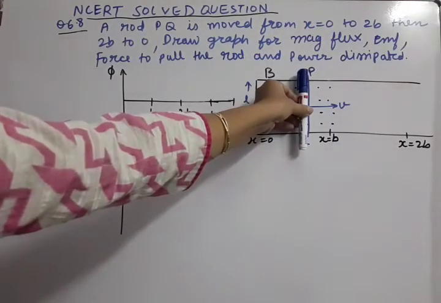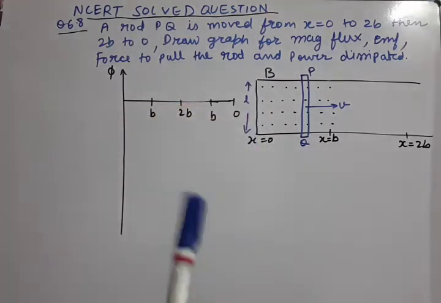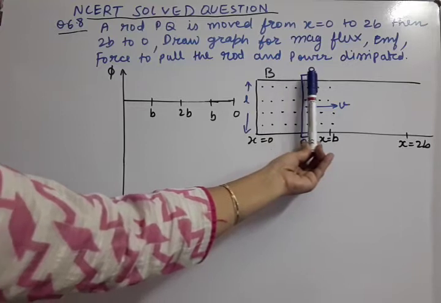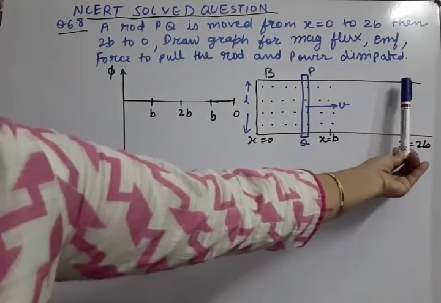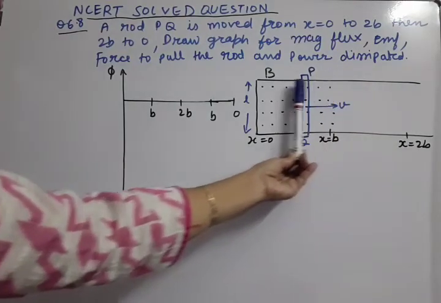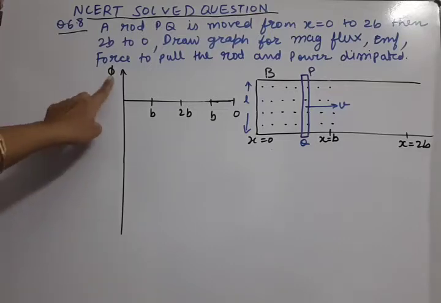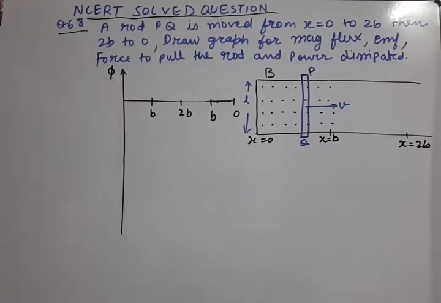This rod PQ is initially at x equal to 0. Okay, and after that it is moved this way from 0 to b, then 2b, and after that back. This is the situation. Now we need to draw first of all the magnetic flux linked with this closed part. Okay, so let us start calculating the flux things.